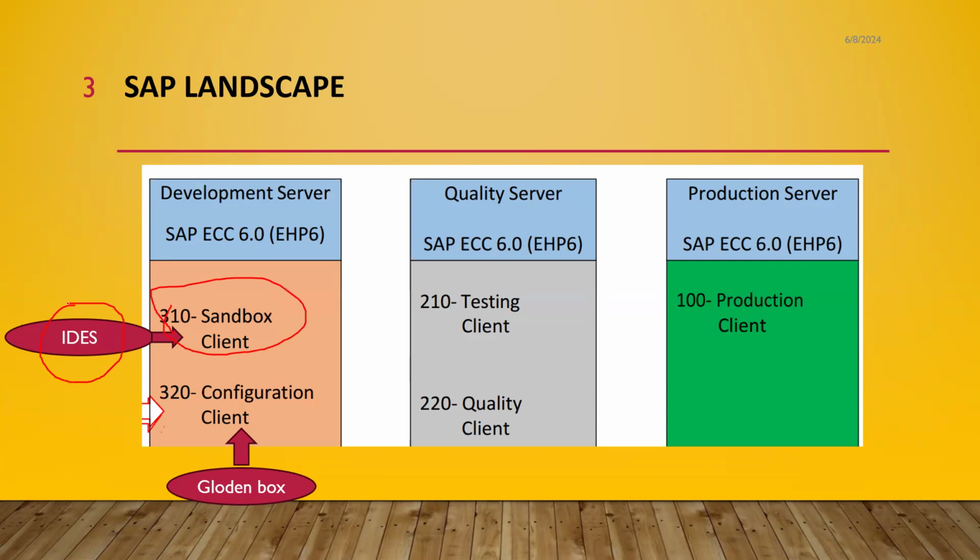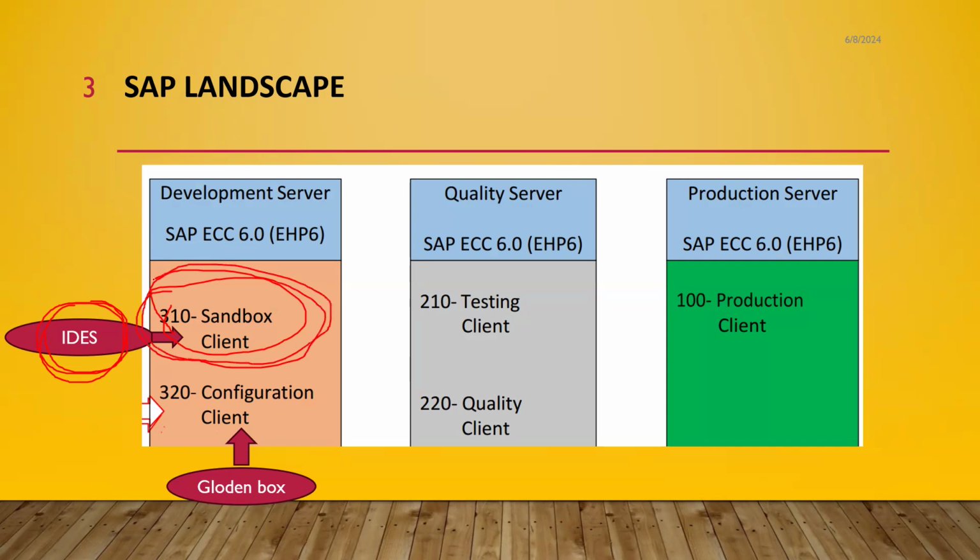We can play around with the business processes they are using and check them in the IDES client. For example, a business process is the procure to pay cycle: purchase requisition, purchase order, goods receipt, invoice. Subcontracting is a business process. Vendor consignment is a business process. All these business processes will be configured in the sandbox.